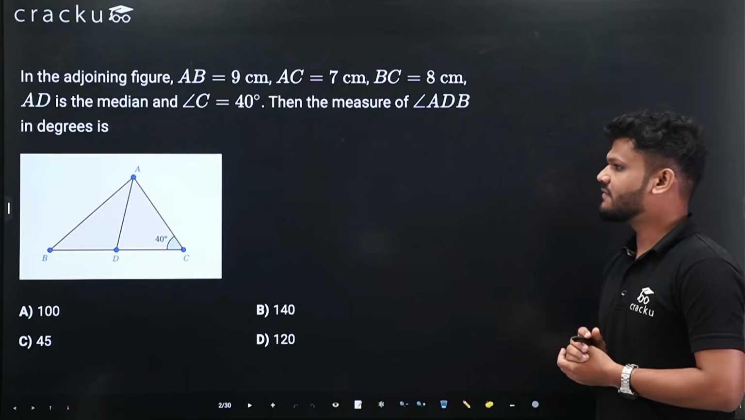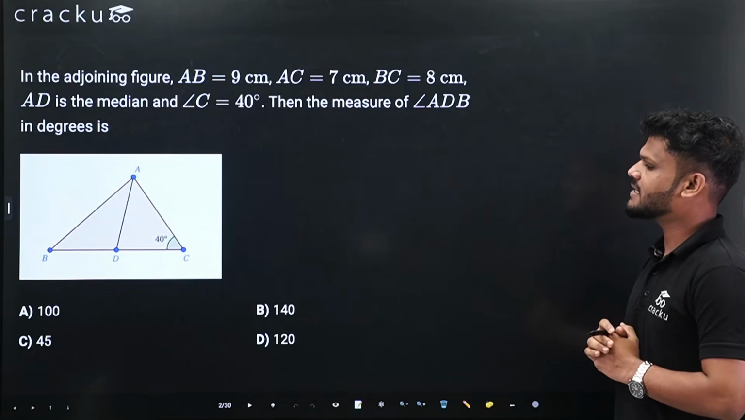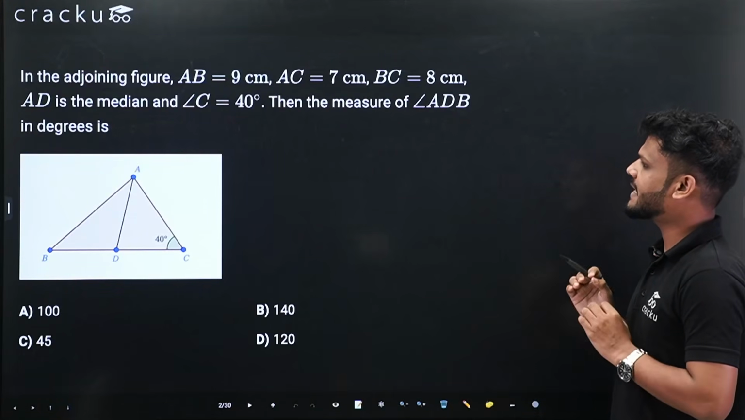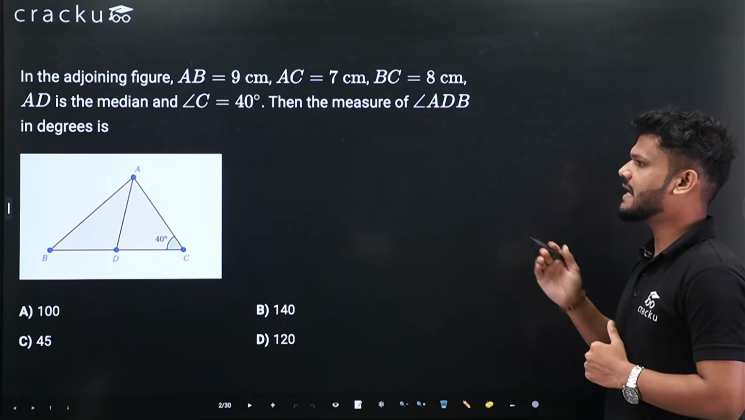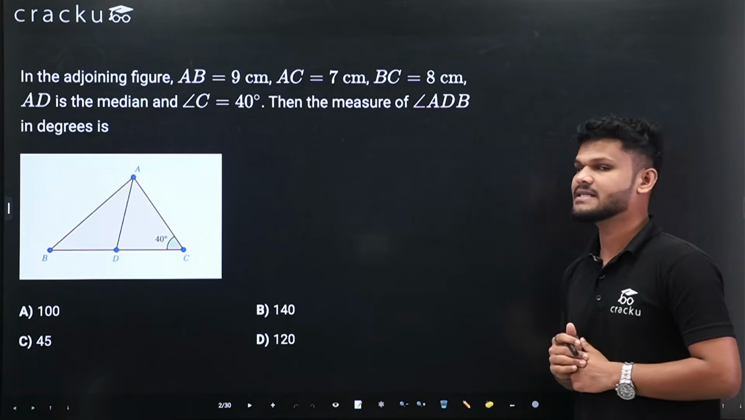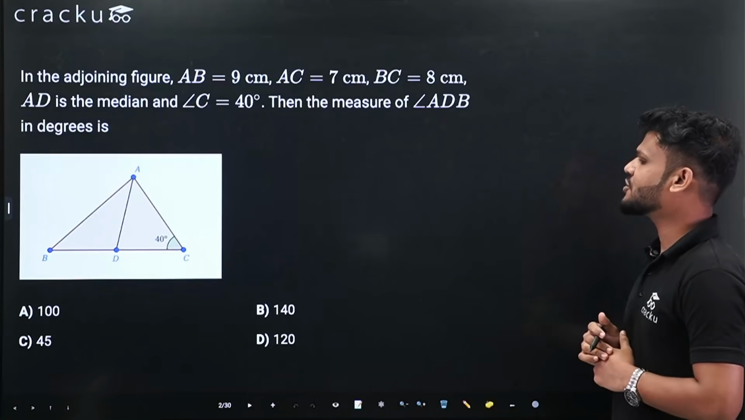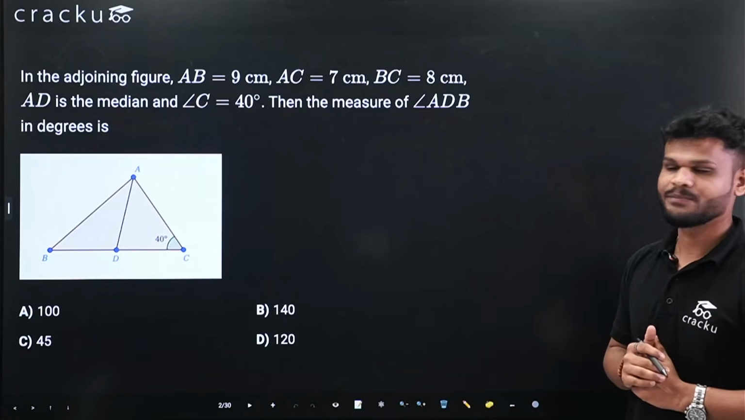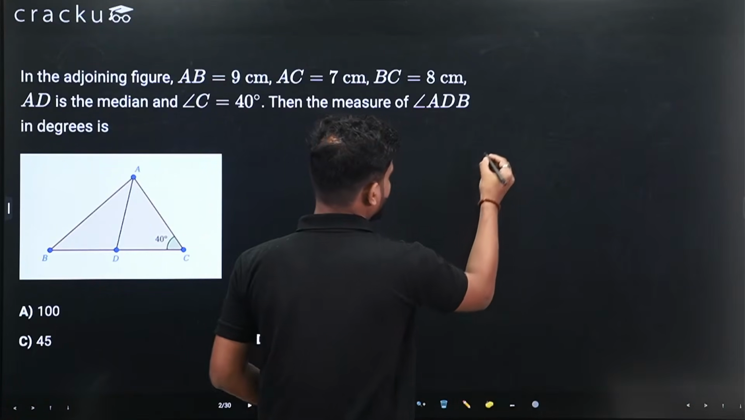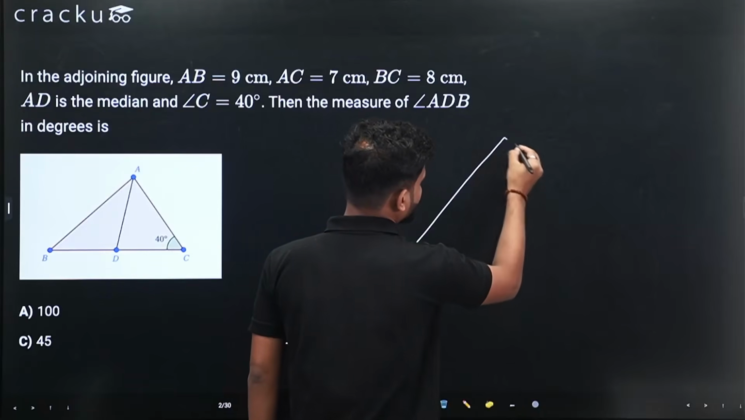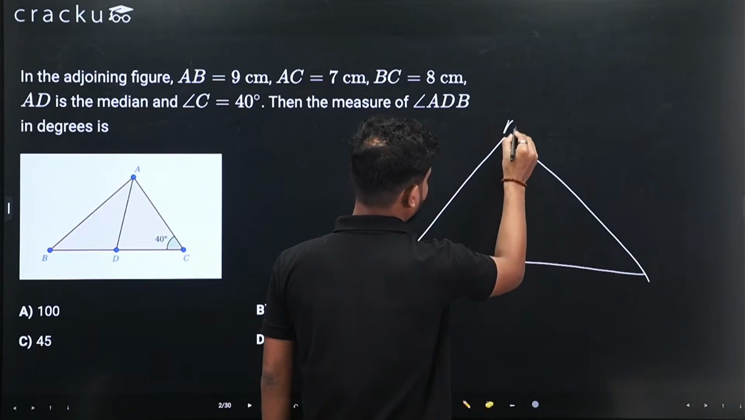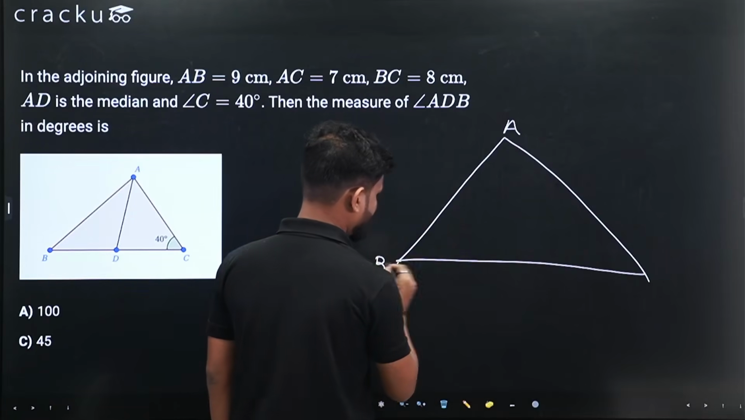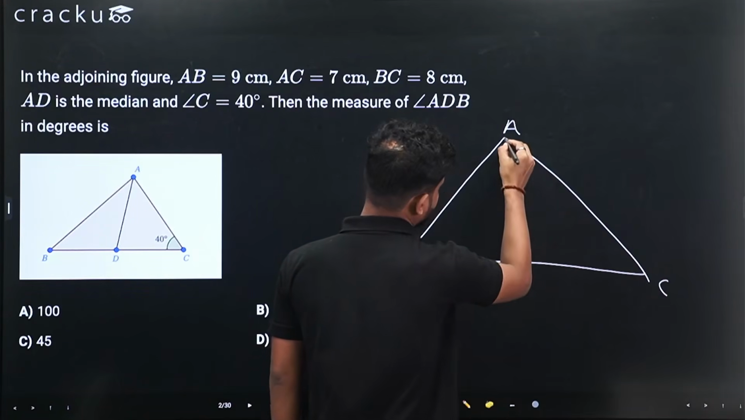In this question we are given a figure and it is given AB is equal to 9 centimeter, AC is equal to 7 centimeter, BC is equal to 8 centimeter, AD is a median and angle C is equal to 40 degree. Then the measure of angle ADB is what? Now first you should draw the figure. We have A, B and C and this is a median.